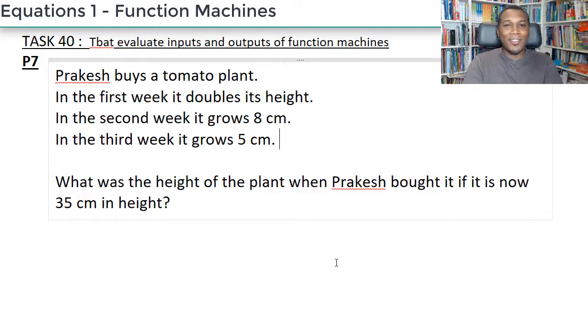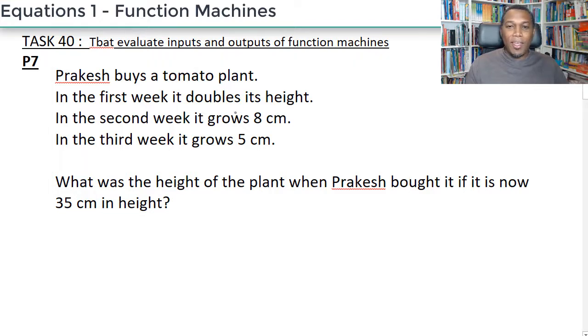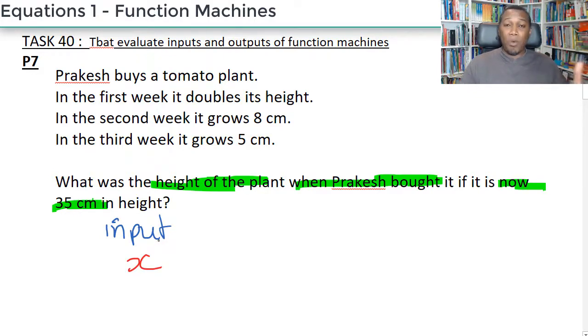Okay, so you've had your moment. Now it's for me to build on this. In the first week, we want the height of the plant, getting the key information: the height of the plant when he bought it. So the input is the height of the plant when he bought it. It is now 35. The idea here is that the input is the original height that we want to find, and we're going to call that x.